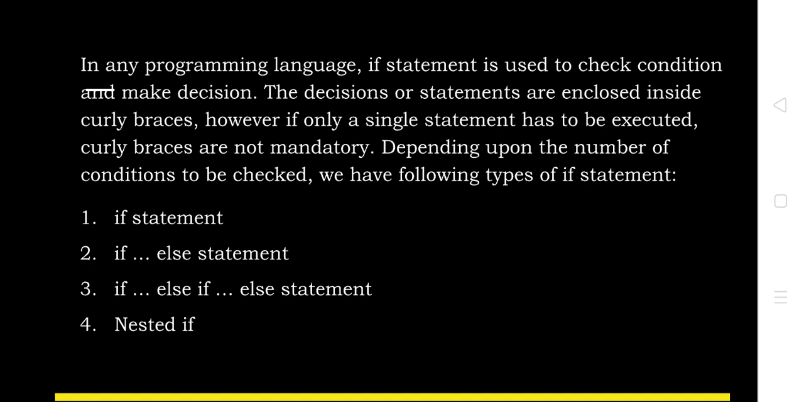Depending upon the number of conditions to be checked, we have the following types of if statement. What it means is that if statements are decision making statements. We just check: if it is true, do something, otherwise, if it is false, do something else. So we keep on checking the condition, and depending upon the condition, decisions are made. When there is more than one statement, we use curly braces to make a block. Otherwise we can also write the if statement with only a single statement.